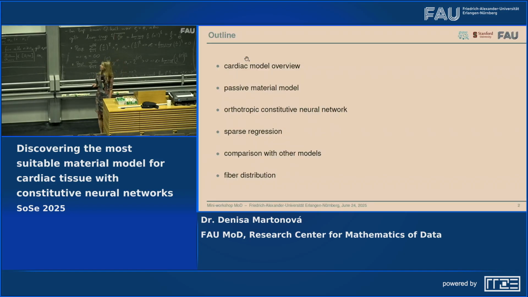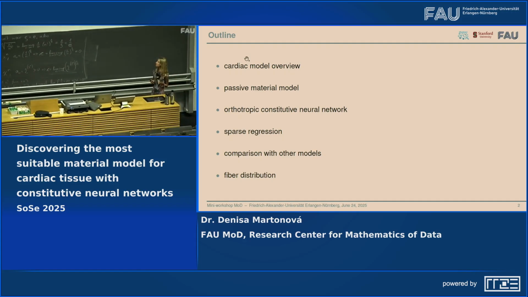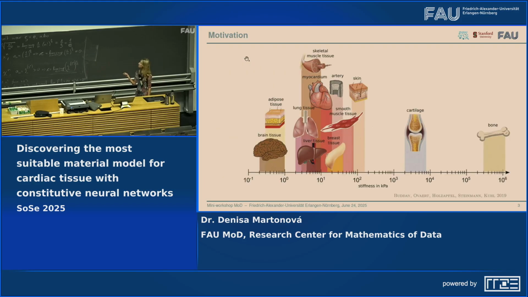I will start with a small motivation of AI in biomechanics. Then I will give you an overview of the cardiac model itself. I will show you how we can obtain passive material models. Then I will introduce orthotropic constitutive neural networks and physics-informed neural networks. Then I will discuss how we can use regression in order to get more generalizable models. I will compare with other models in the literature. And lastly, I will discuss fiber dispersion, which you will see what it means.